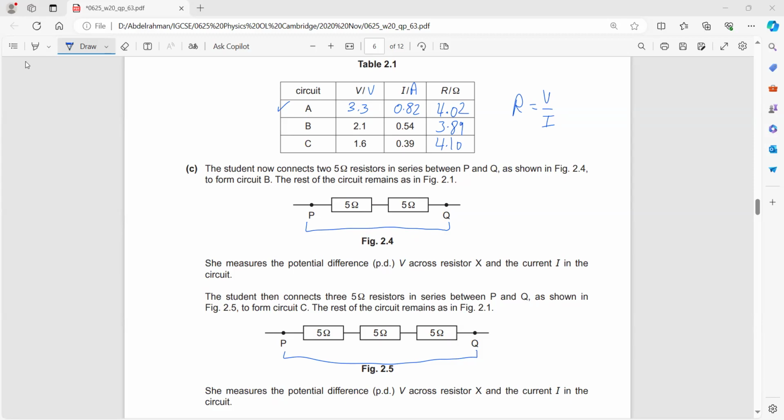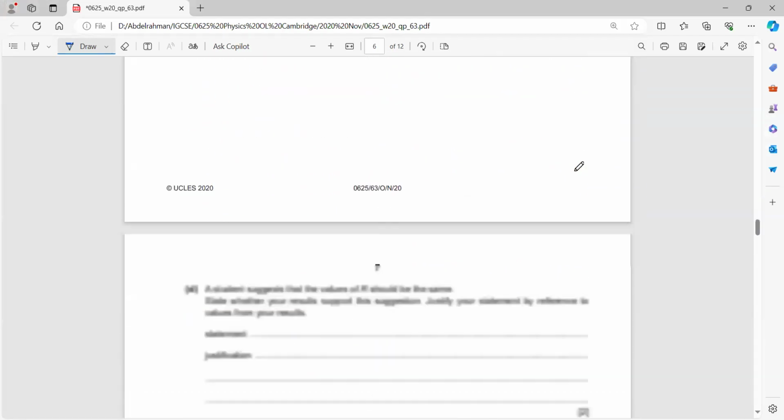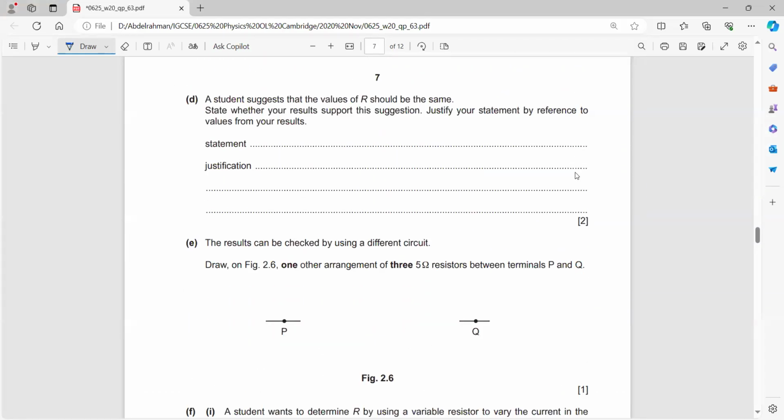These numbers are definitely quite close, and you can calculate it. For example, I'll take 4.02 as the base reference. I will calculate 4.02 divided by 3.89. I'll find it to be less than 5%, which is acceptable. 4.10 divided by 4.02 is also less than 5%, maybe only 2 or 3%, which is also acceptable. The three numbers are close and within the limits of experimental accuracy. A statement: are they the same? Yes, they are the same.